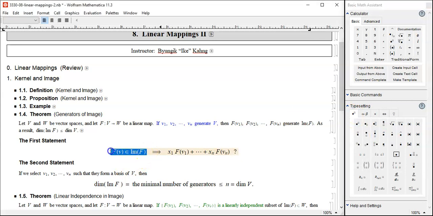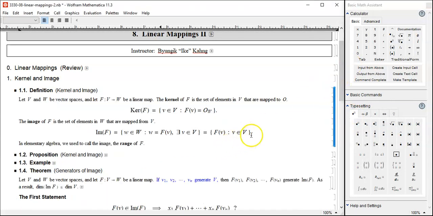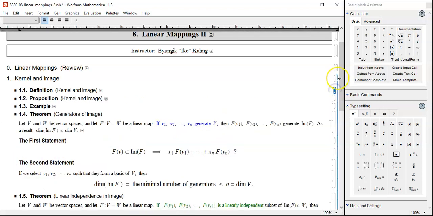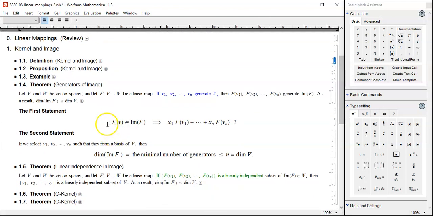By the way, let's go back to the definition of the image set. What is the image? It's the set of all the image vectors. So an arbitrary element from the image looks like this, f of v for a certain v. So select an arbitrary image vector, and that is a linear combination of these guys. That's something we want to prove.